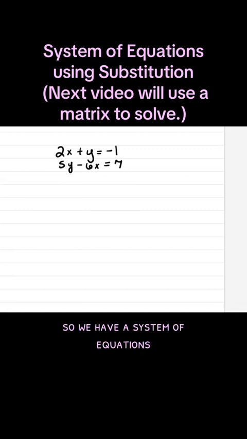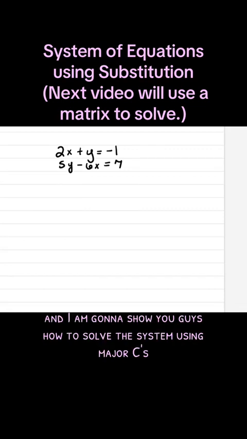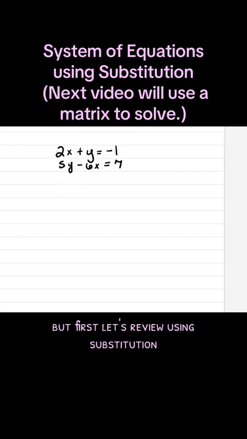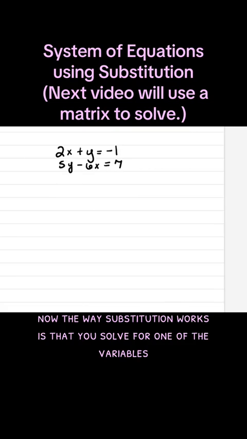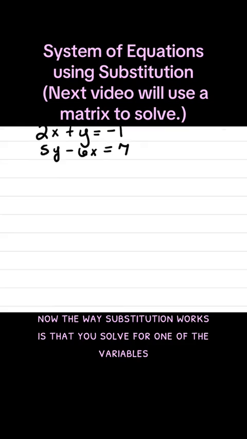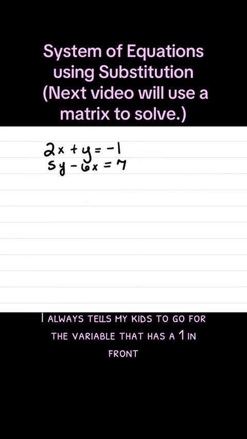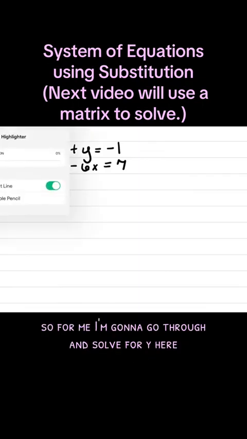So we have a system of equations, and I am going to show you guys how to solve the system using matrices. But first, let's review using substitution. Now, the way substitution works is that you solve for one of the variables. I always tell my kids to go for the variable that has a 1 in front. So for me, I'm going to go through and solve for y here.